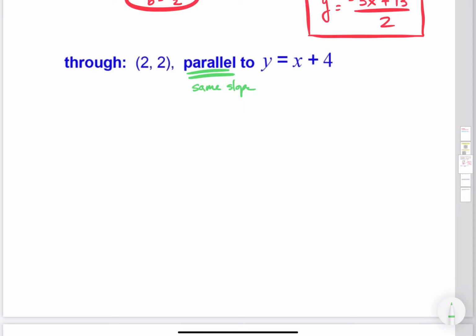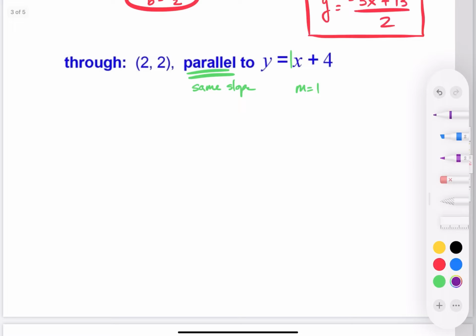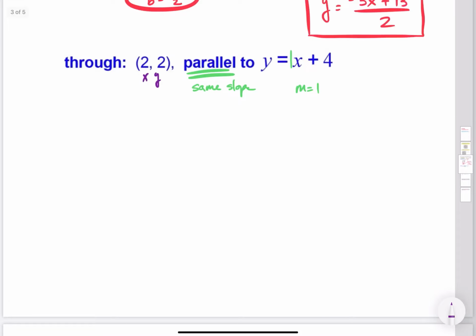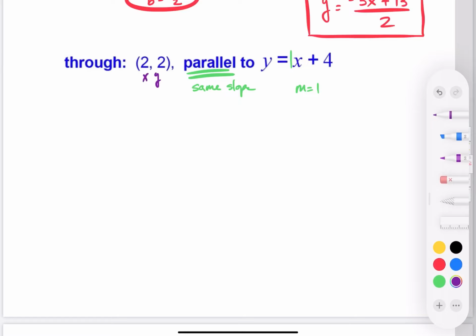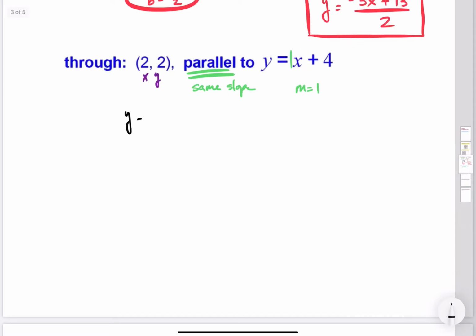Well, the slope of this line is 1, so I know that my slope is going to be 1 here. So what I want to do now is, again, pretty much the same thing I did before. I'm going to take a look at my point, which is at 2, 2. That's an x and a y. And I'm going to substitute my x, my y, and my slope into my slope-intercept form. So y is equal to mx plus b.